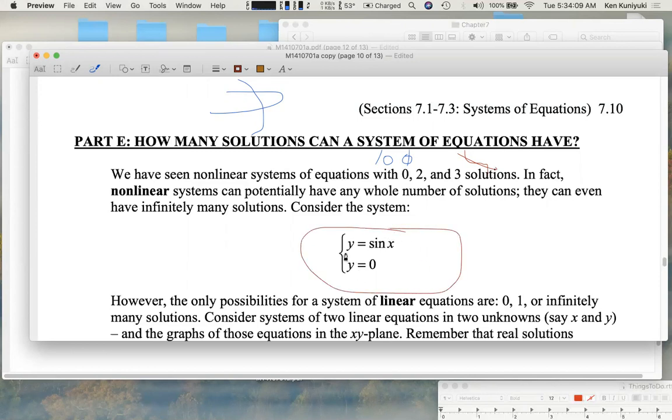Look at this: y equals sine of x and y equals 0. Basically, we're solving sine of x equals 0, and the y-coordinate is 0 at those points. We're basically finding the x-intercepts for the sine wave.